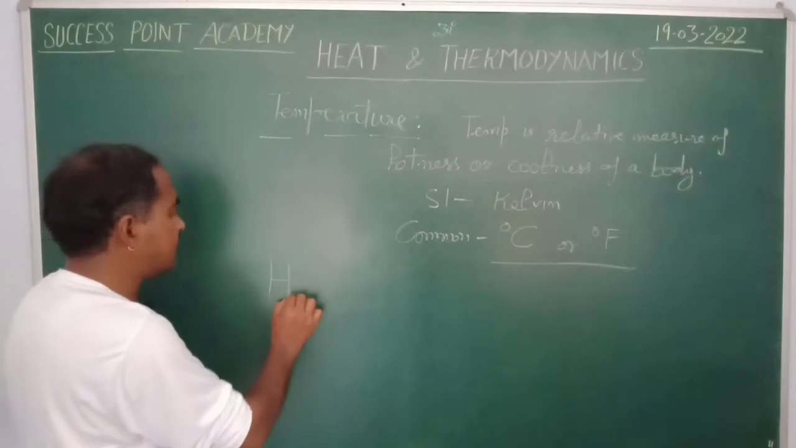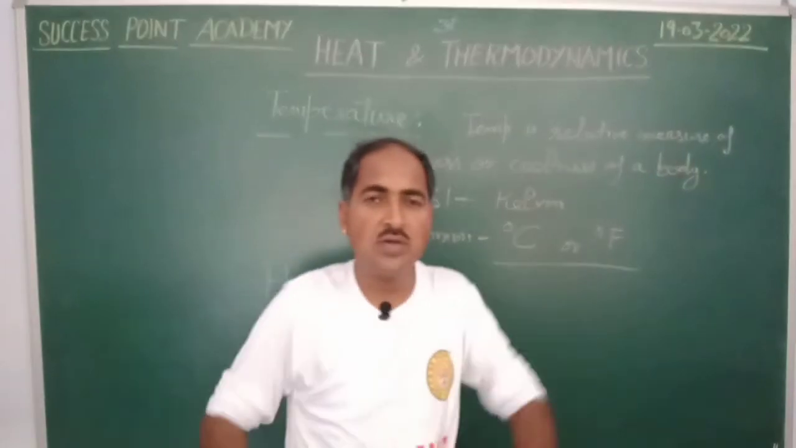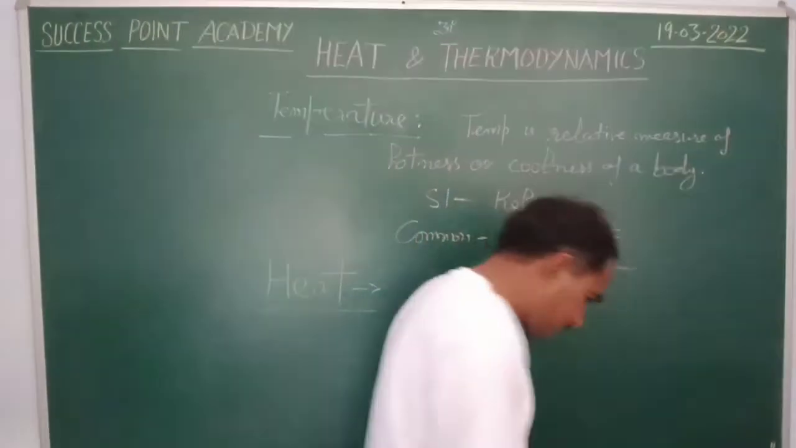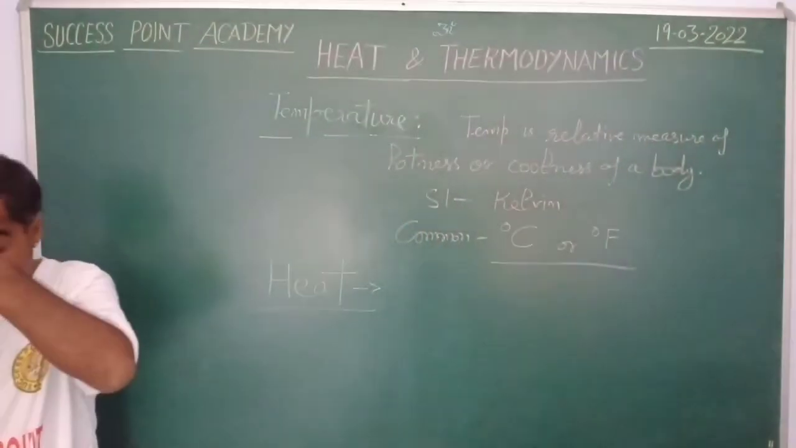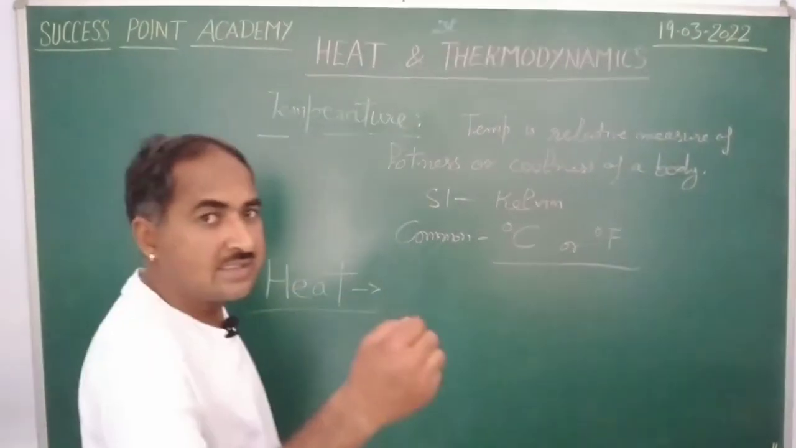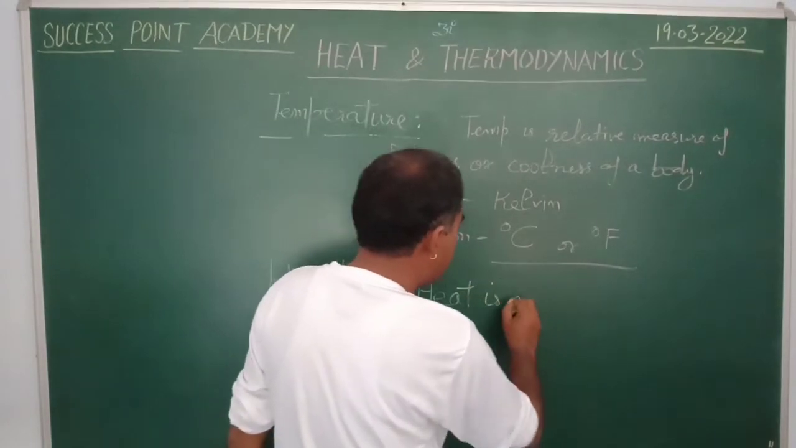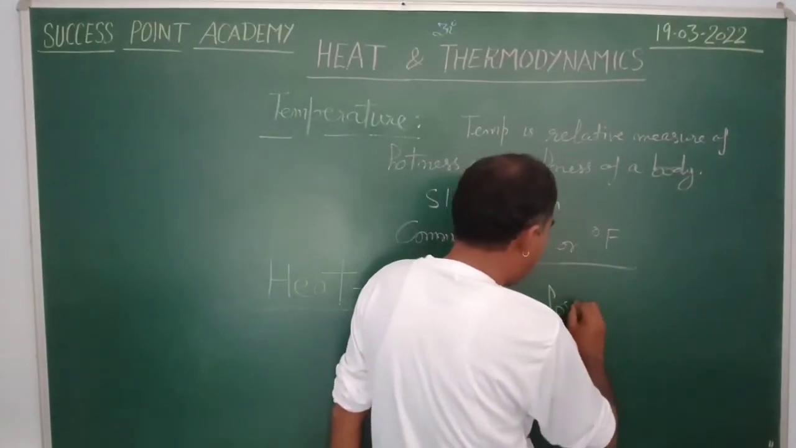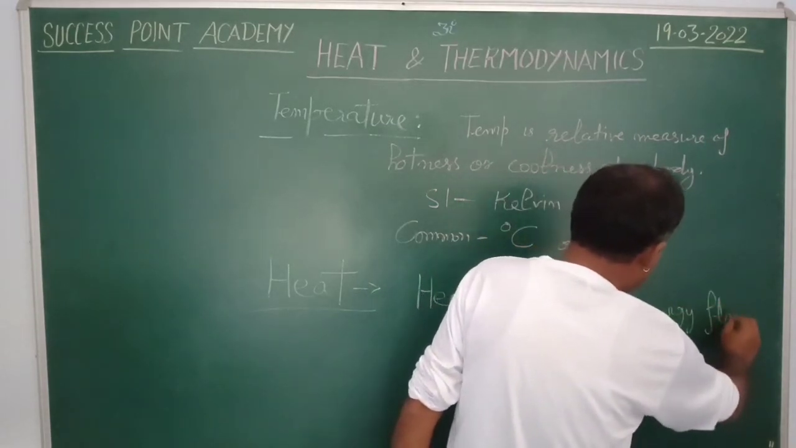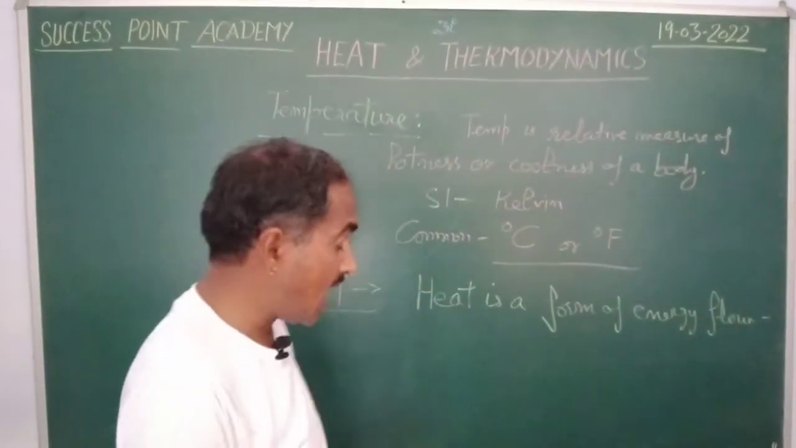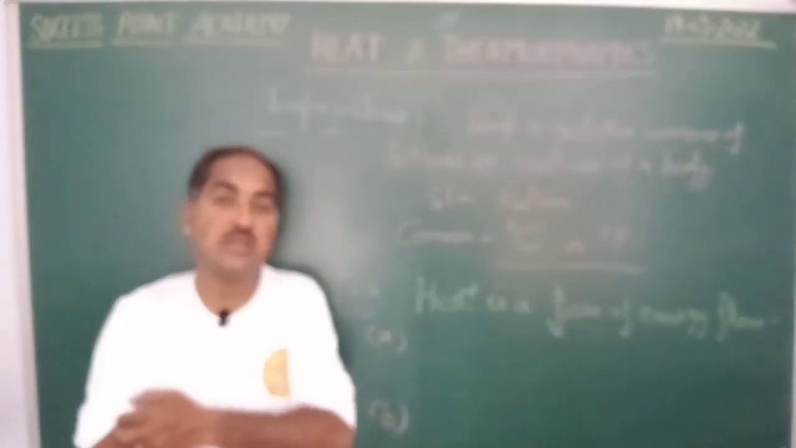Second phenomenon is heat. Guess how you will define heat in easy terms. Heat, shabash. Heat is a form of energy flow. Yes, heat is a form of energy flow. But how? The question is how. There are two things in this, how this energy flow takes place.